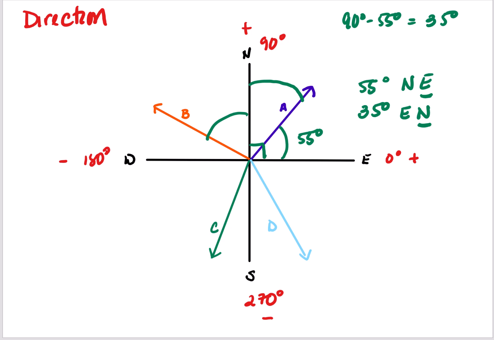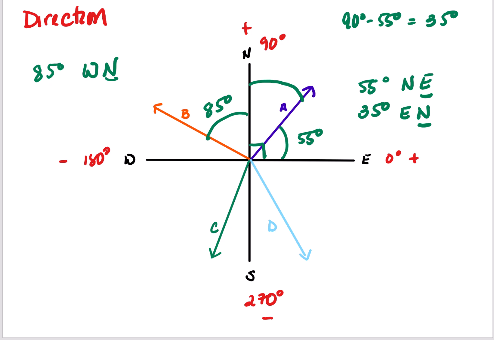Let's assume this is 85 degrees. Find all the directions. So in this case, it could be 85 degrees. Since we are starting from the north going to the west, it's going to be west-north. Remember, the second measurement is where we started from.